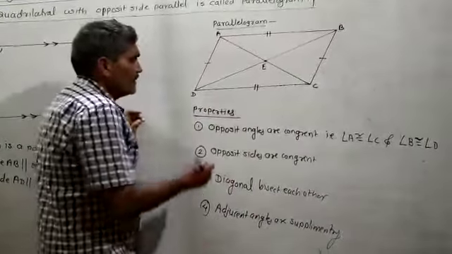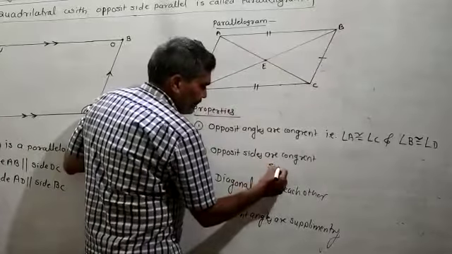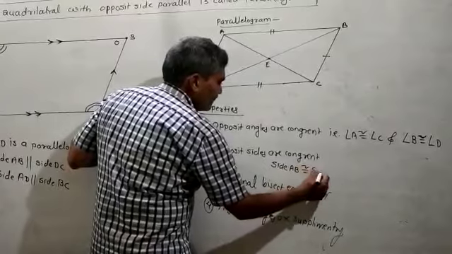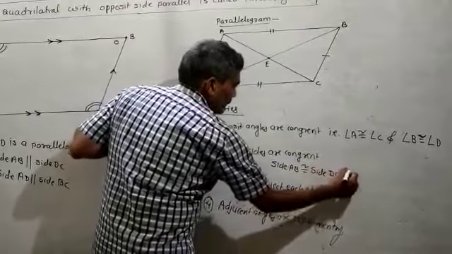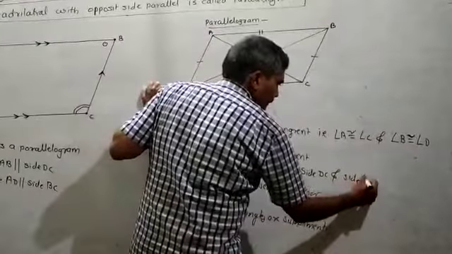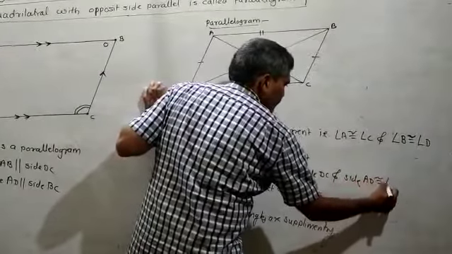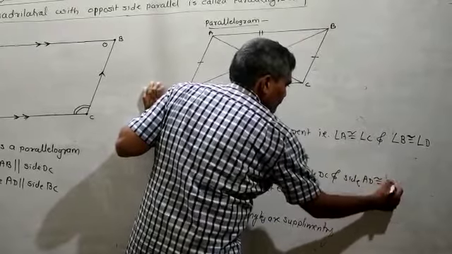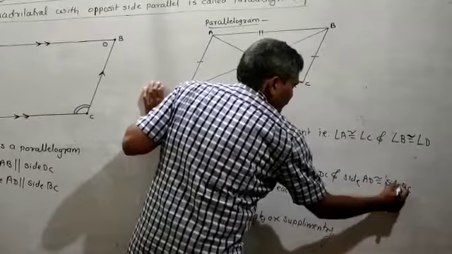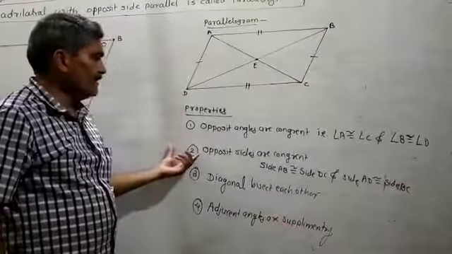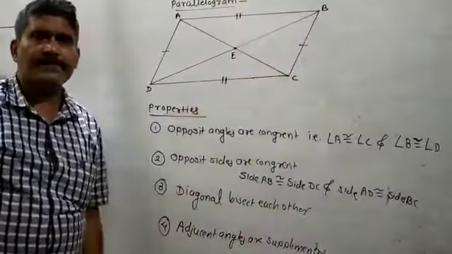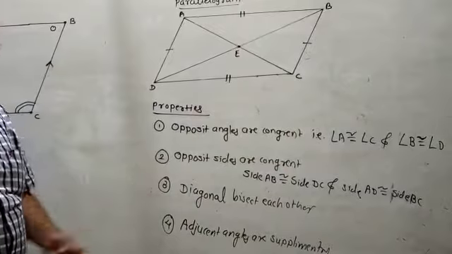So you have to say that side AB is congruent to side DC and side AD is congruent to side BC. Everybody understand? Which one is the second property? The opposite sides are congruent. Then third property, diagonals bisect each other.